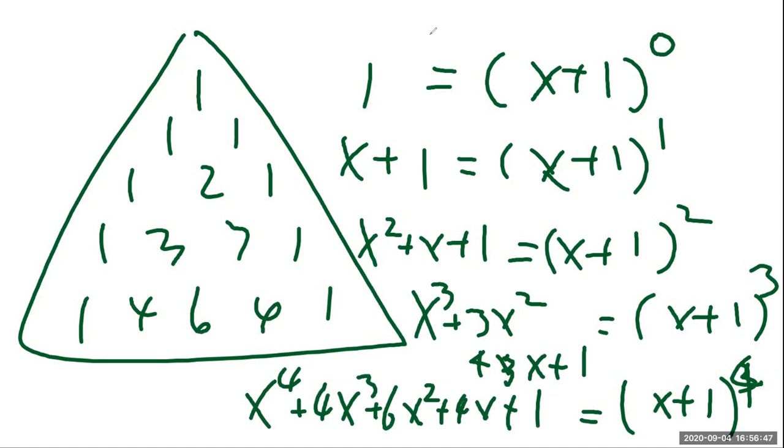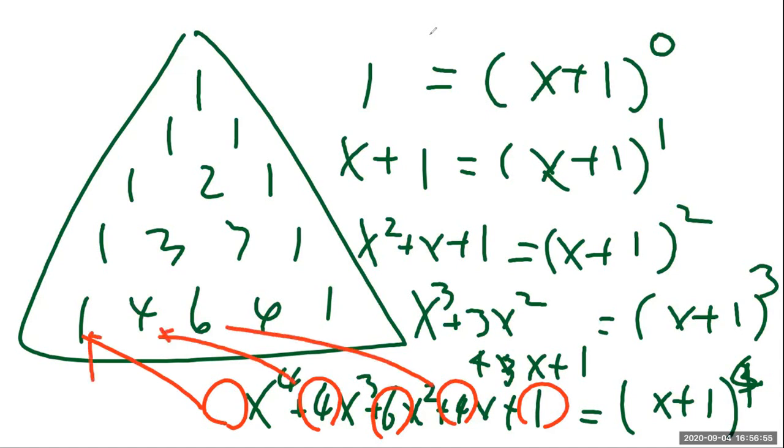So it's a pattern. And then the Pascal triangle tells you what number it should be. And then you just have to remember to change the exponent. Is that okay? So the Pascal triangle tells you this.